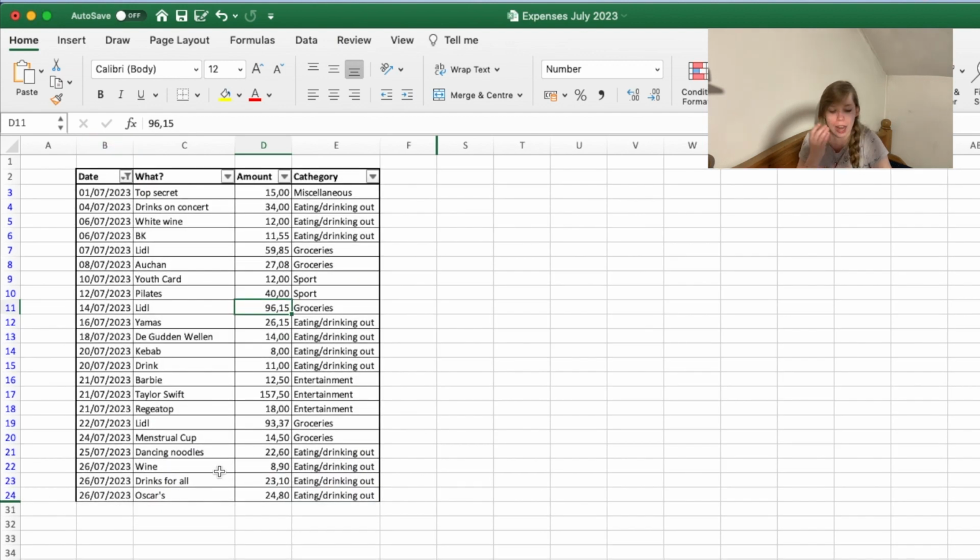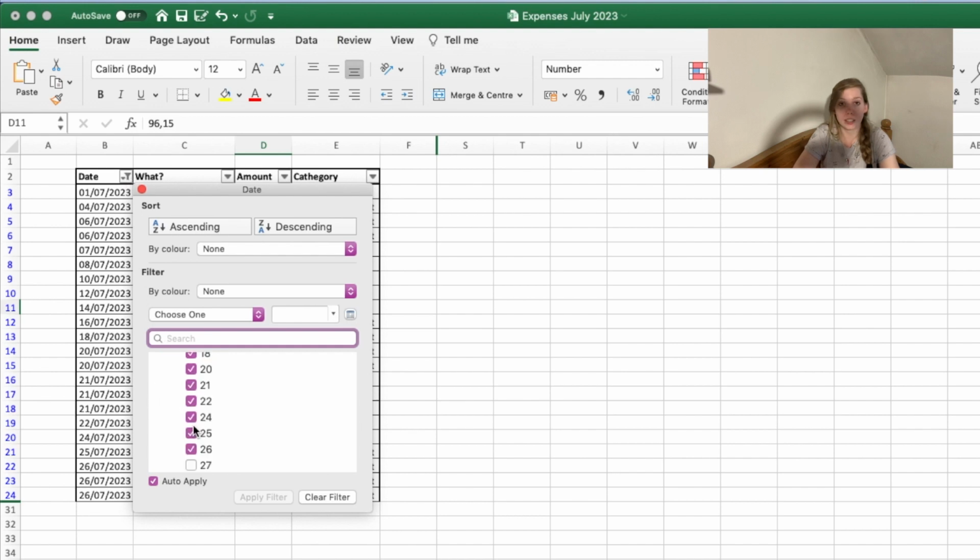Where did we go on? Okay, there were a few concerts and I had karaoke after work, so I paid 8.90 for the wine in a place where we were looking at the concert. Then I went for karaoke where I ate and I had a drink, so it was 24.80. And then I paid for the drinks for my friends in another bar with another band.